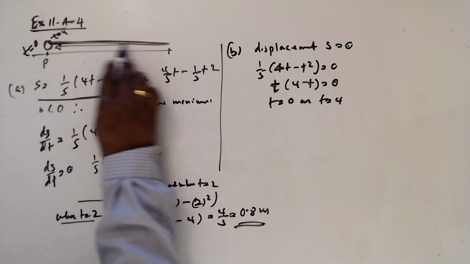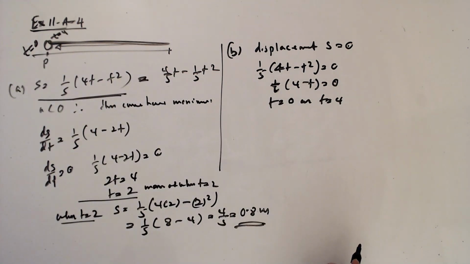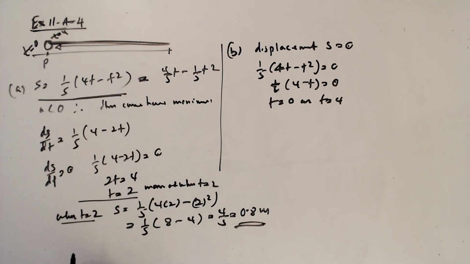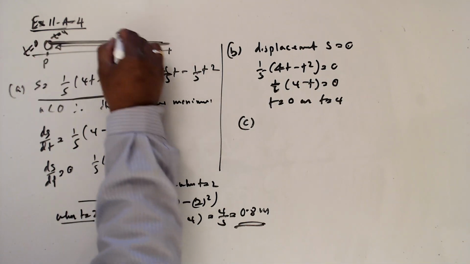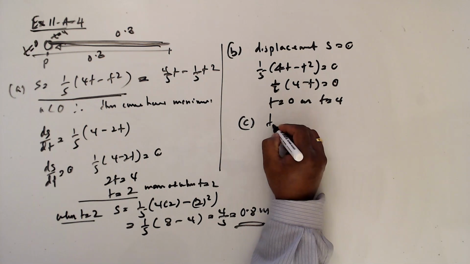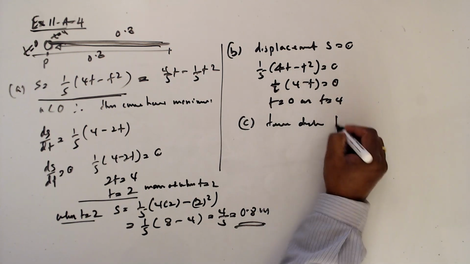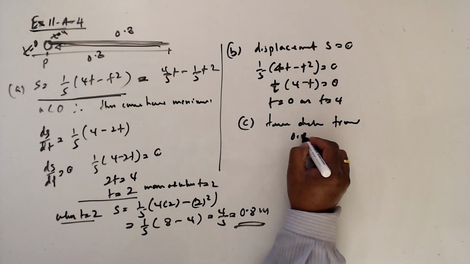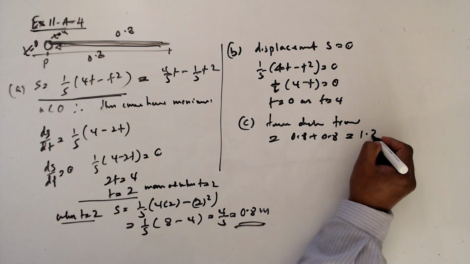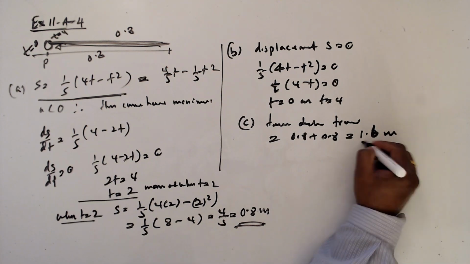So half of the way is 0.8 meter. That is the maximum distance. Part C, total distance traveled. It will go 0.8 and come back 0.8. Total distance traveled is 0.8 plus 0.8 equals 1.6 meter.